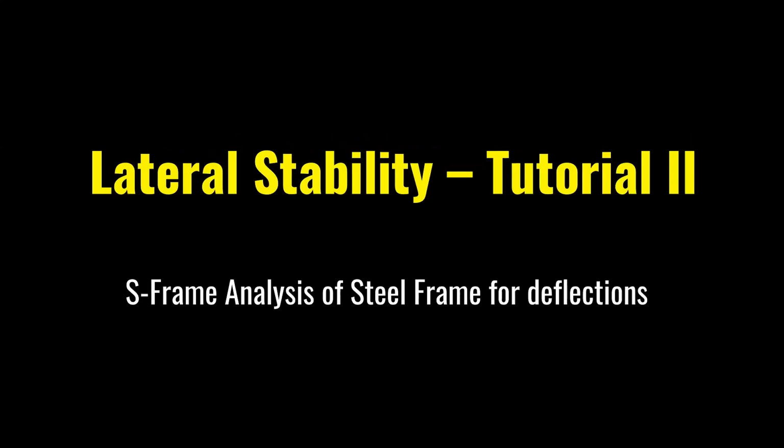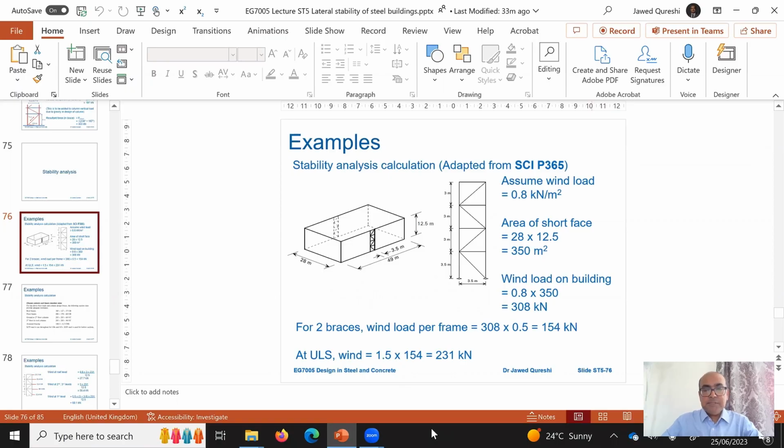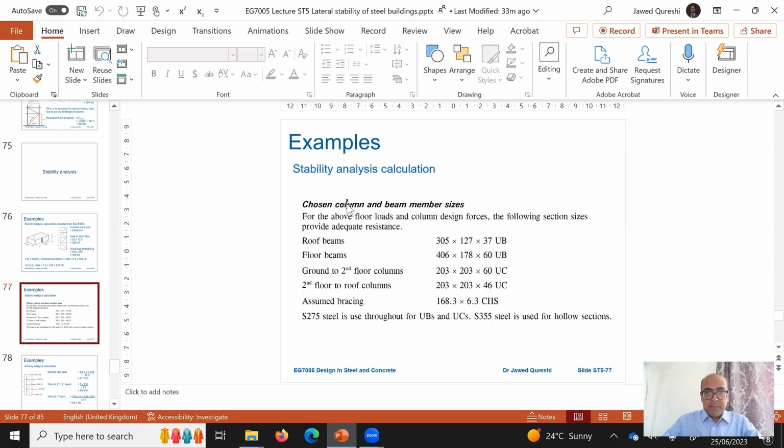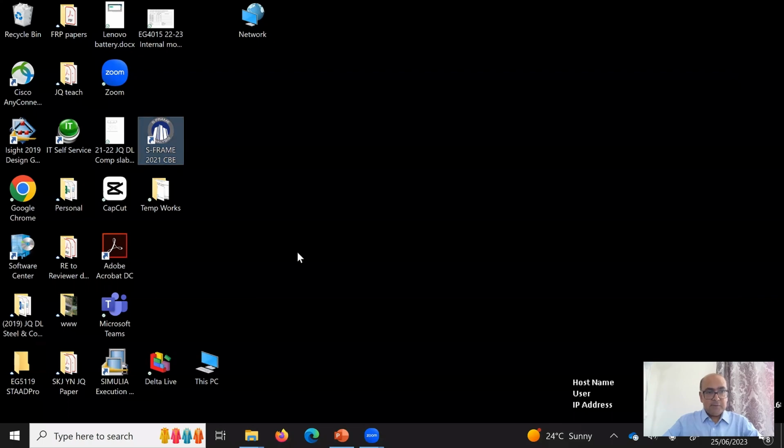Let us now use S-frame software to work out deflection for the frame. I'm going to solve this problem that is taken from the Steel Construction Institute P365 guide. This is the frame that I want to analyze in the software S-frame. These are the member sizes which are given in this guide. And the purpose of this analysis is to find out the deflections of this frame. So let us get started with this software.